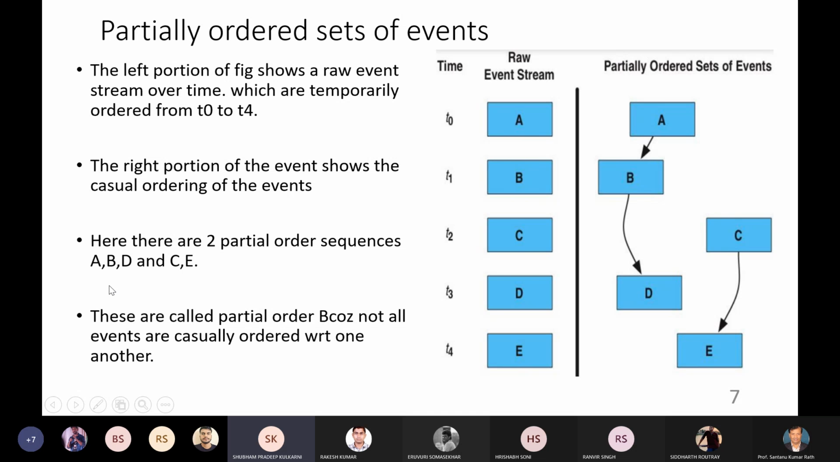These are called partial order sequences because not all the events in this raw stream are dependent on one another. If you can see, only A, B and D are related. So even if the event C had occurred before the event B, there would be no problem because it has no dependency on the event B. It can even occur before B over here.